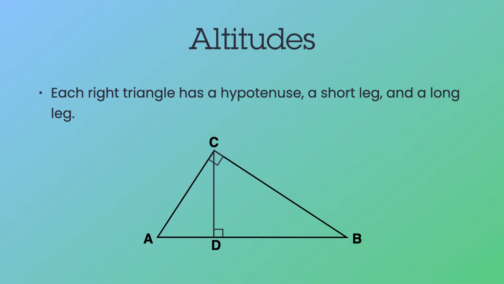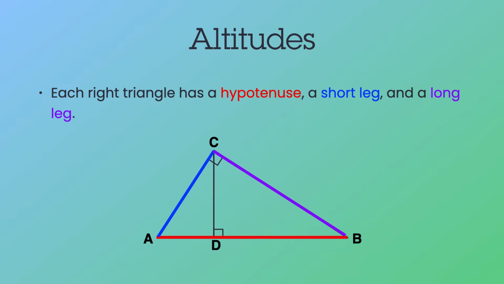Each of these right triangles has a hypotenuse, a short leg, and a long leg. We're going to color code to hopefully make this easier to see. So in the big triangle, the original before we drew the altitude, there's the hypotenuse all the way across from C where the right angle is. There's a short leg, AC, and a long leg.